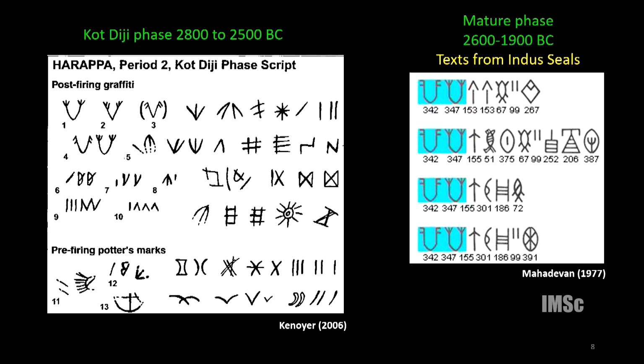Not only signs, but even sign sequences seem to be present on these markings from this Kot Diji phase, that is just before the mature phase of the culture, which spans from 2800 BC to 2500 BC. These are the texts from the mature phase which were inscribed on the Indus seals, and we can see that this sequence makes its appearance on several of these seals.